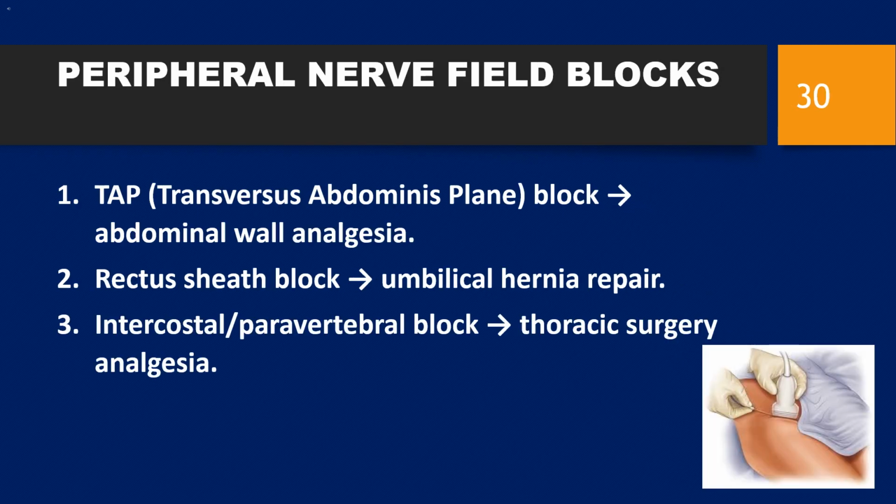4. Peripheral nerve field blocks. 1. TAP, transversus abdominis plane block, leading to abdominal wall analgesia, provides effective pain relief for abdominal surgeries by blocking nerves in the abdominal wall. 2. Rectus sheath block, used for umbilical hernia repair, is useful for procedures involving the umbilical region, offering targeted pain relief. 3. Intercostal and paravertebral blocks, leading to thoracic surgery analgesia. These blocks provide excellent pain relief for thoracic procedures, reducing respiratory complications.